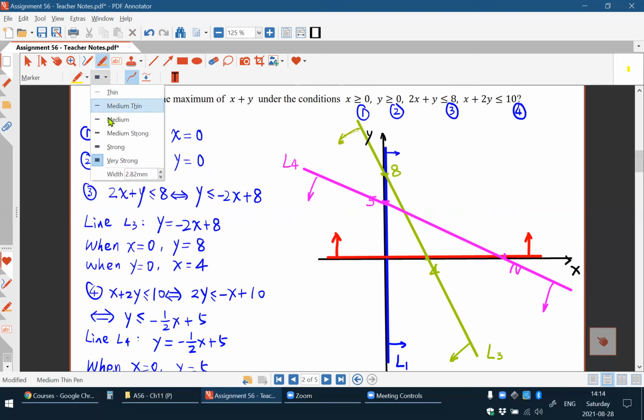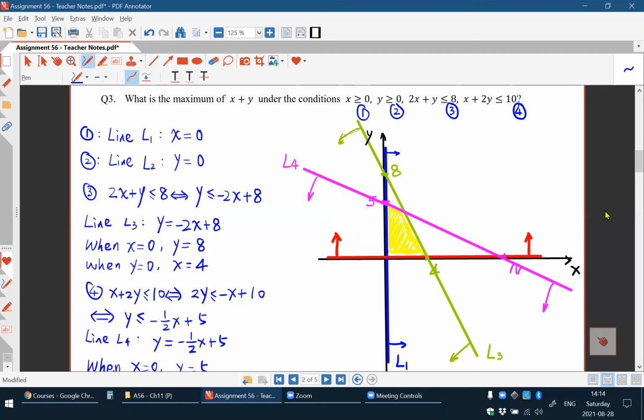Okay, the region is here. First of all, it should be to the right of the blue line here, right? And second, it should be above the red line here. And it should be under the pink line and also under the green line here. Okay, so this is the corresponding area, which is a bounded region. It has 4 edges and 4 vertices, right?